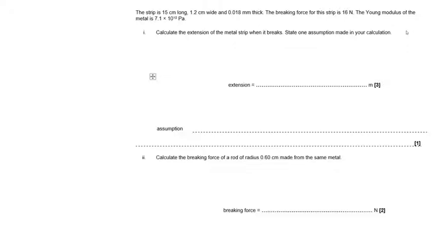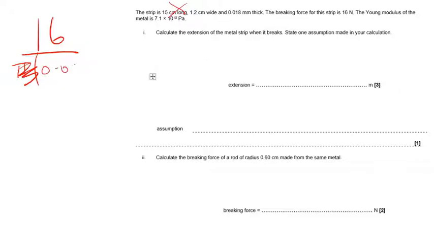Okay, so for this question, it says to calculate the extension of the metal strip when it breaks. So stress is equal to force divided by area, and you have the force as 16 newtons divided by... oh, we don't need pi r squared. Here you ignore the length, so it's just 1.2 centimeters.